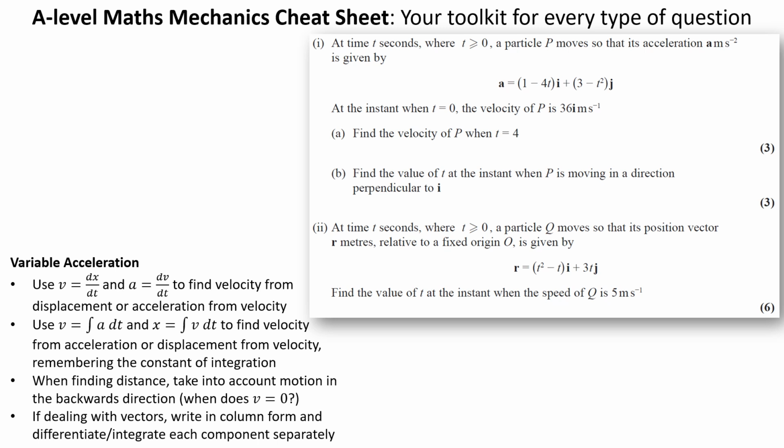So you can differentiate position to get velocity, and you can differentiate velocity to get acceleration, or you can work backwards by integrating. But when you integrate, you've got to remember to take into account the constant of integration. That's the reason in a question like this, they might tell you the initial velocity so that you can calculate that unknown constant.